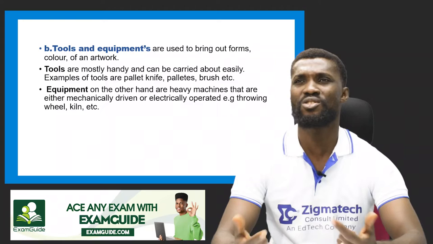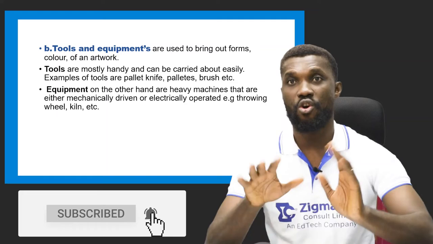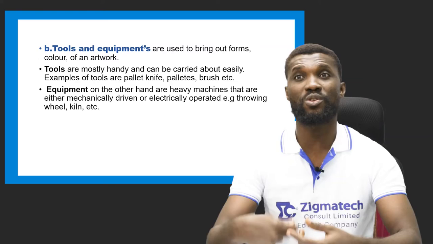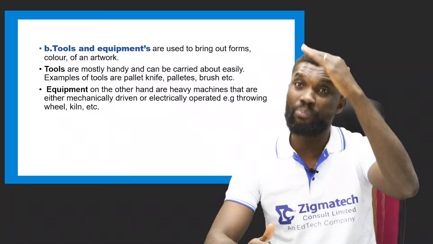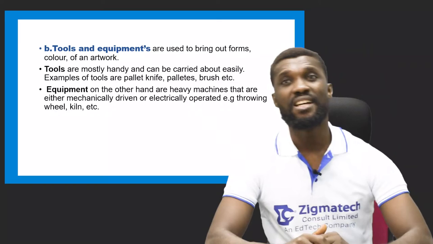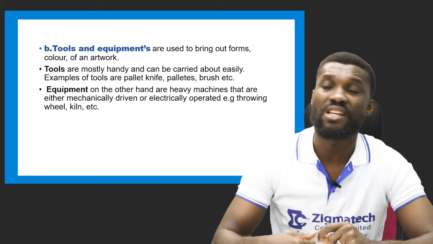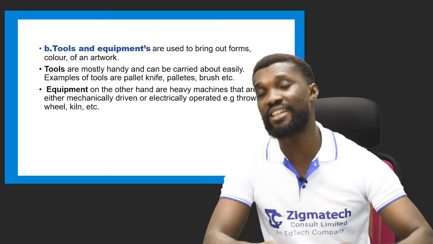Remember, I told us that materials are those things you can see, feel, and touch on the work of art. Tools are used to manipulate and control the materials. They could be manual, such as knife, palette knife, brush, hammer, chisel, etc. In the course of this study, we're going to break them down, and you will see most of the tools and some of the equipment. We also talked about equipment as machineries, mechanically driven or electronically operated, and I gave examples such as the throwing wheel, cane, phones, laptops, drilling machine, and filing machine, to mention but a few.